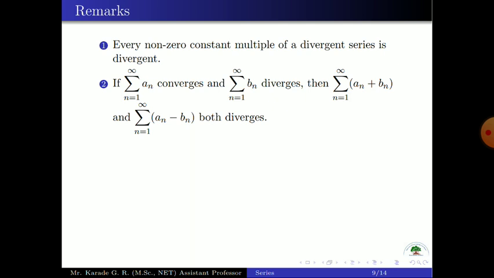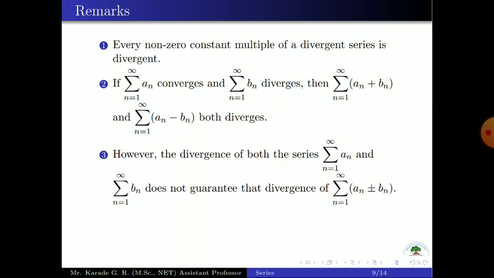So if at least one of these two series is divergent, then the addition and the subtraction of the series is also divergent. However, the divergence of both the series An and series Bn does not guarantee the divergence of the addition or subtraction of the series.